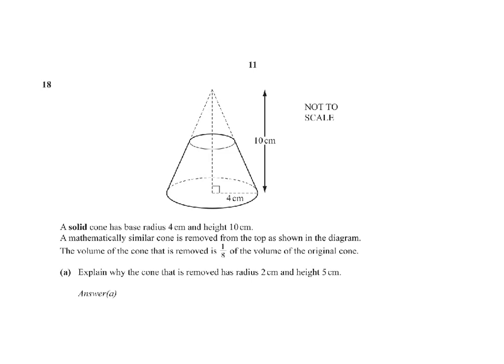Okay, so similar means corresponding angles are equal, corresponding sides are in proportion. The volume of the cone, that's important, the volume of the cone that is removed is 1/8 of the volume of the original cone. Okay. Explain why the cone that is removed has a radius of 2 and a height of 5.